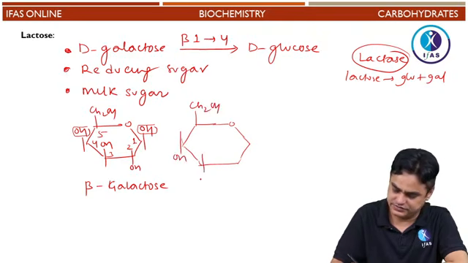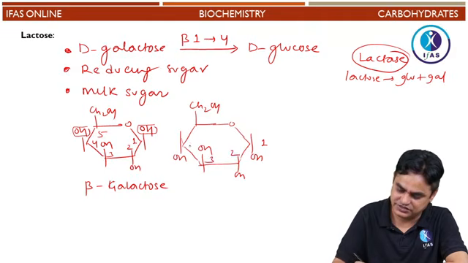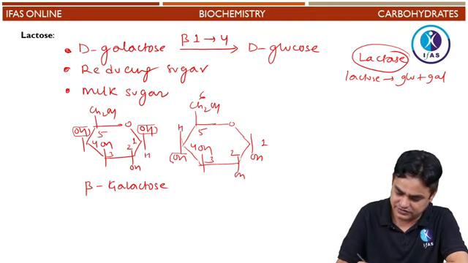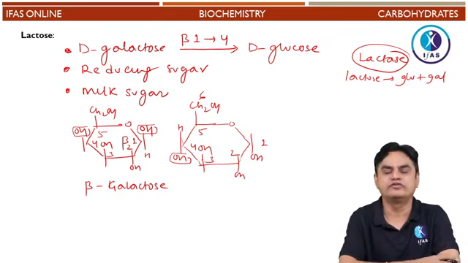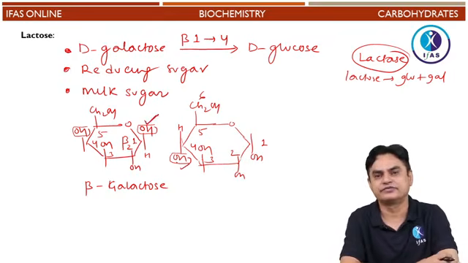This is our glucose, which may be in alpha or beta orientation. This is first carbon, this is second carbon, this is third carbon, this is fourth carbon, this is fifth, and this is sixth carbon. So you can see here that beta 1 is going to form a bond with 4. OH group would be eliminated from one side and H from another side.